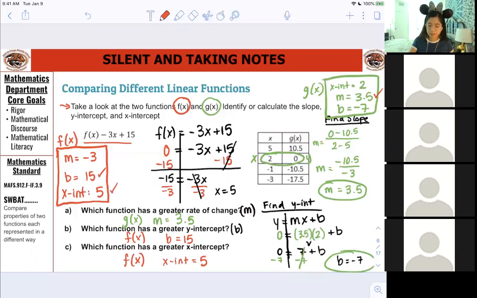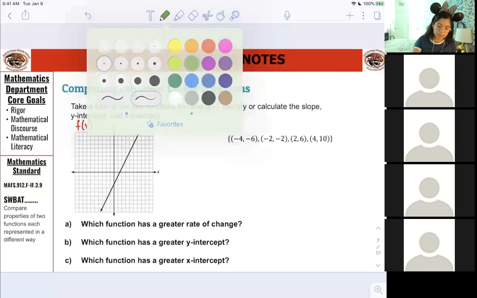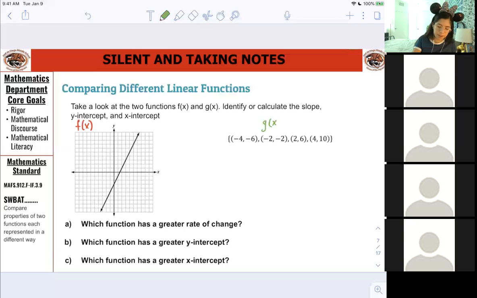Let's do another example. All right, so in this case, take a look at what we've got. They have two functions. One is a graph, and the other one, this is weird, right? What is this? What are they doing? They gave us a bunch of points. That's annoying. I hate when they do that. But that's okay because I know what to do. What's the best way to organize a bunch of points? What do I put them in?